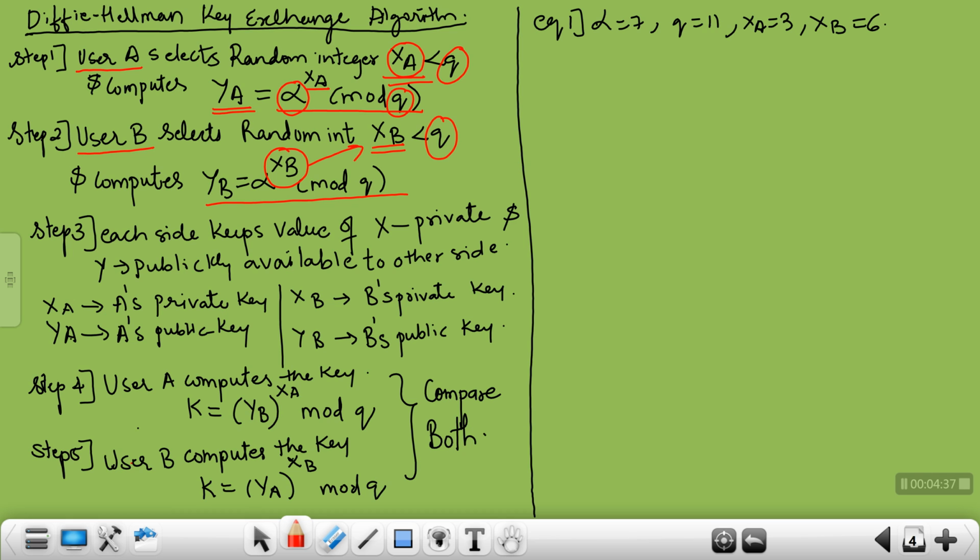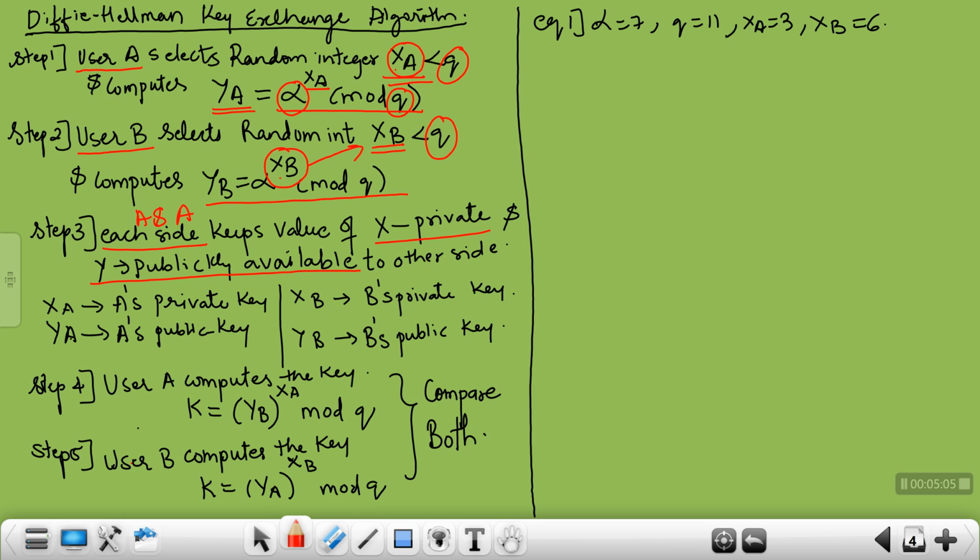So in step number 3, each side, that is A and B, will keep the value of X as private, because XA and XB are the private values of A and B. They will keep the X value private and make the Y value publicly available to the other side. So the x value will be private, and the y value will be public.